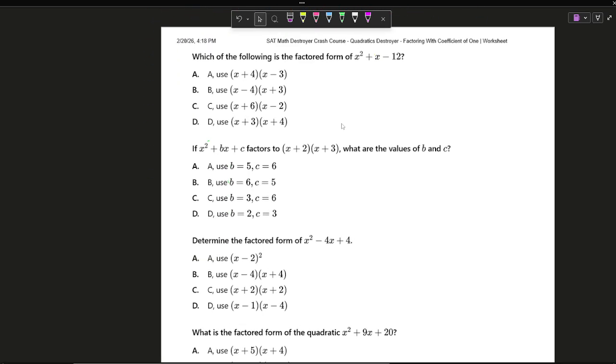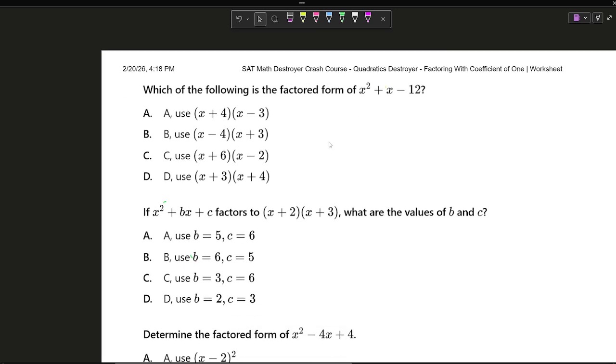Okay, let's do some practice problems right away. So we want to factor this quadratic. Well, first, how do you know it's a quadratic? Because it has a squared, right? If it has a squared, then it's a quadratic. That's what quadratic means. So in order to factor a quadratic, we want to get it in this form that the answer choices are in, which is x, it could be plus or minus some number, and then same thing, plus or minus some number.